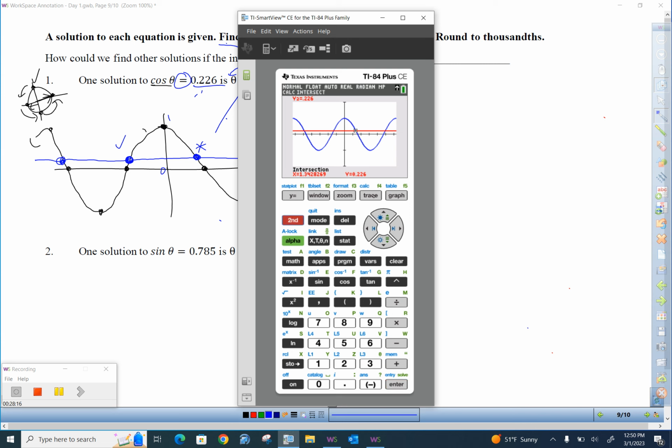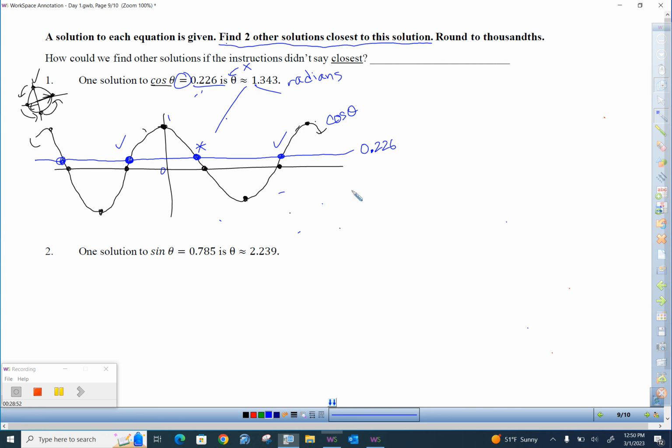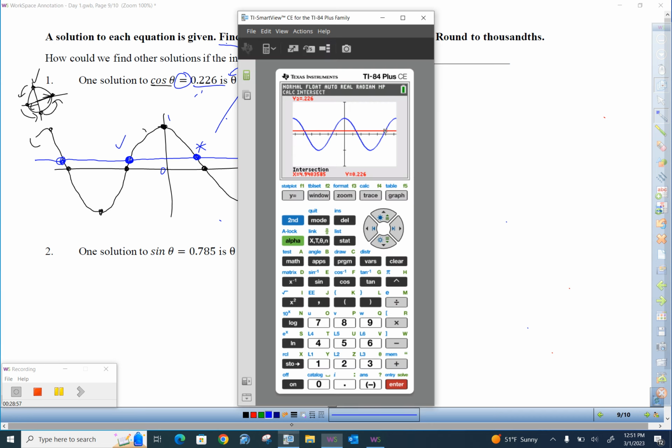Do second, trace, intersection, and then all you need to do is arrow over with your cursor until you're closer to that next intersection. As long as you're over this hump here, you'll be good. And then enter, enter, enter. So my next one is at 4.940. Remember, this is my value of y that I was given, so I just want the angle measure. It says thousandths, that's why I'm using 3 decimal places. So about 4.940.